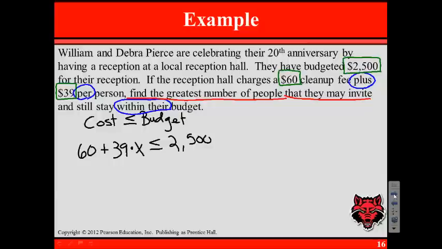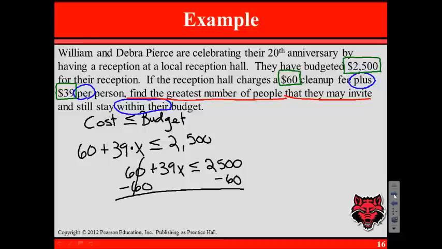So let's see what we can do here. Let's first rewrite this as 60 plus 39x is less than or equal to 2,500. Now to start solving for x, all the x's are already together, so we just need to move the numbers to the other side. So we start by subtracting 60. On the left-hand side, the opposite 60s cancel. We're left with 39x is less than or equal to 2,440.